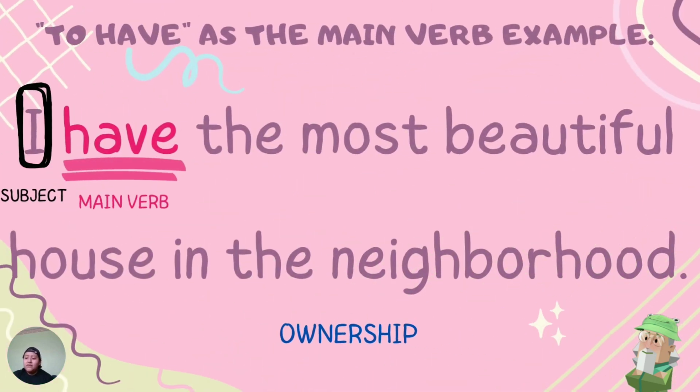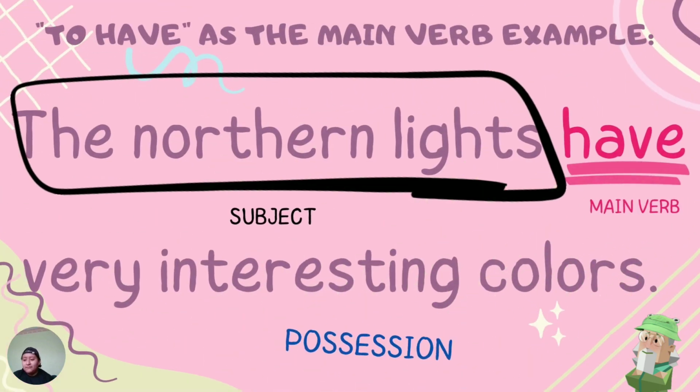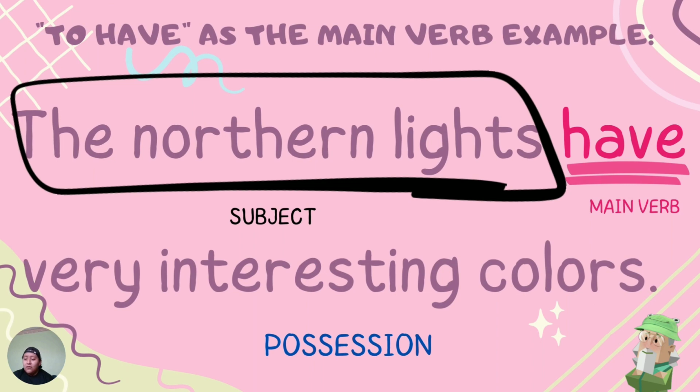I have the most beautiful house in the neighborhood. This is ownership. The main verb is have. The northern lights have very interesting colors. This is possession. The main verb is have.